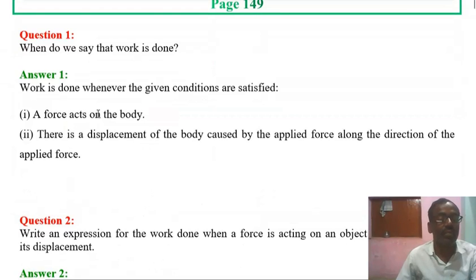This is question number 2. When do we say the work is done? Work is done whenever the given conditions are satisfied. A force acts on the body. There is a displacement of the body caused by the applied force along the direction of the applied force. So these are the two conditions through which we can say that work is done, otherwise not. Hope that there is no problem to understand the answer of question number 2.